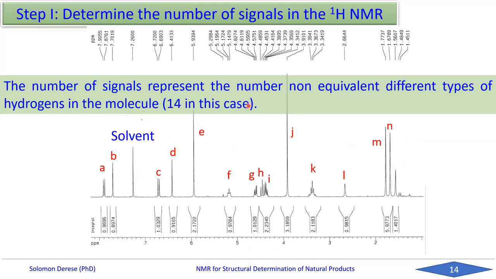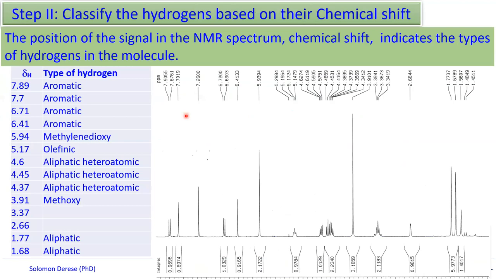Once you have identified them, the next thing you need to do is to classify these different peaks and determine their functional groups, because depending on how they interact with magnets, different protons will appear at different chemical shift values. For example, those at around 6 to 8 are aromatic. These ones are heteroatomic, aliphatic, etc. So as much as possible, you use the proton NMR to list the different protons and then try to determine what they are: aromatic, aliphatic, methoxy, etc.